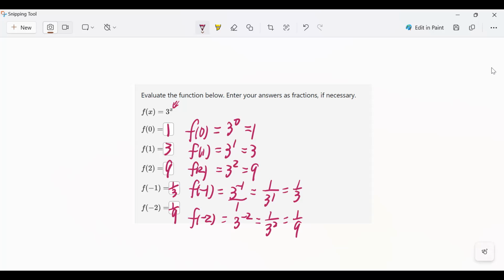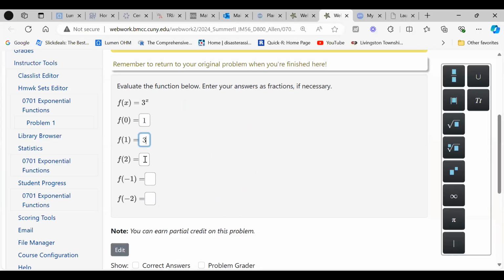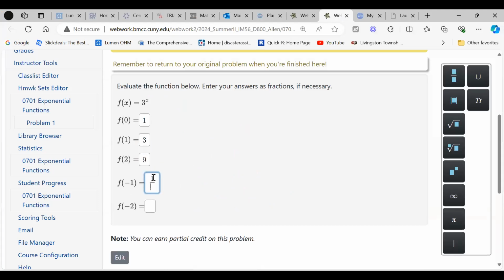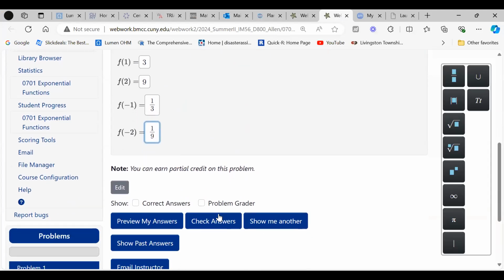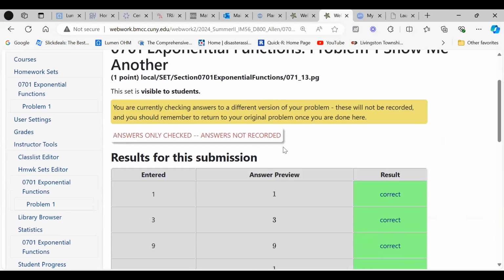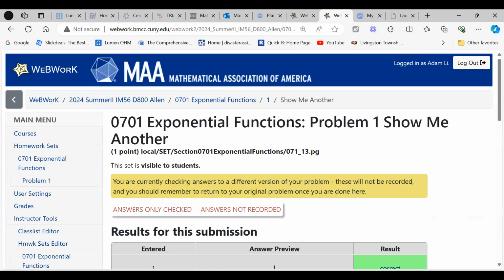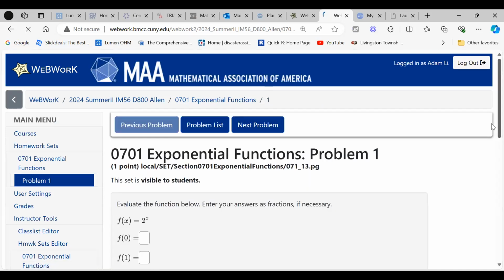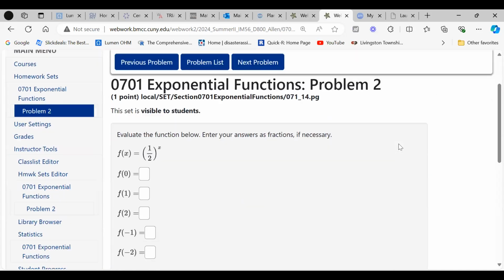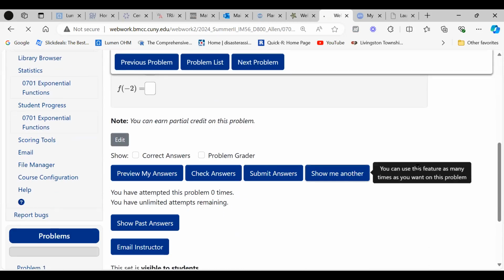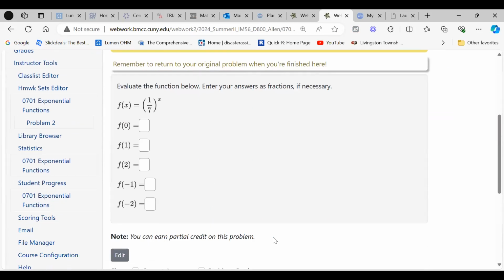Any question about this? So that's going to be 1, 3, 9, 1 over 3, 1 over 9. Yeah, so that should be it. Let's look at the next question. So yeah, we did a half already. So let's try something else. 1 over 7. Let's try this one.